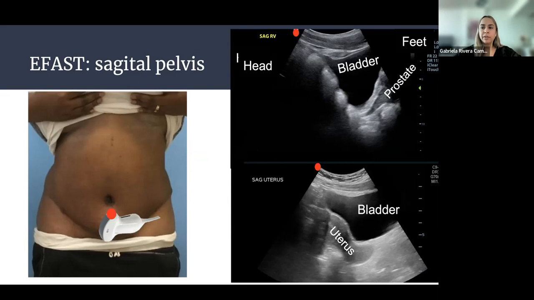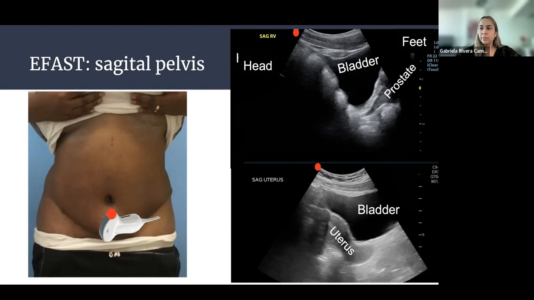Then we have the pelvic view. We're going to start with the sagittal view. The pelvic view uses the full bladder as an acoustic window. An empty bladder makes this view indeterminate. For the sagittal view, the probe is placed at the suprapubic area with the indicator towards the patient's head.